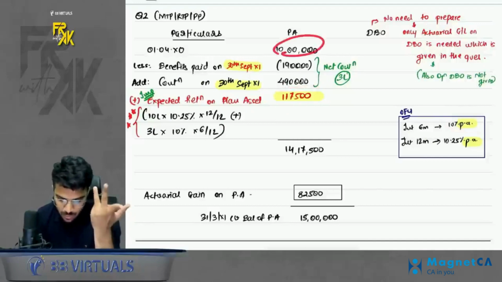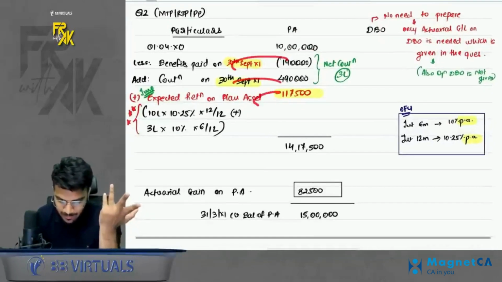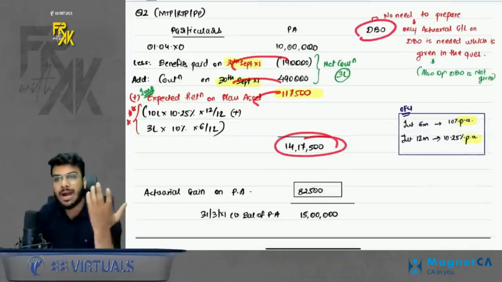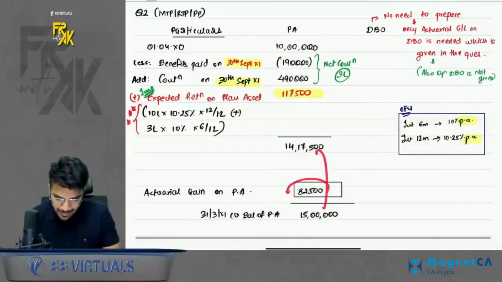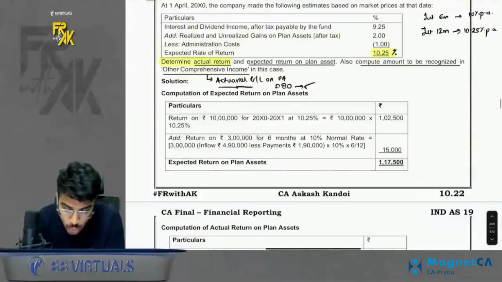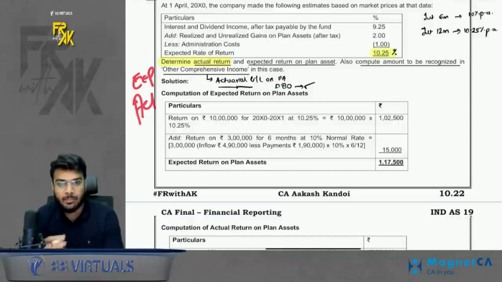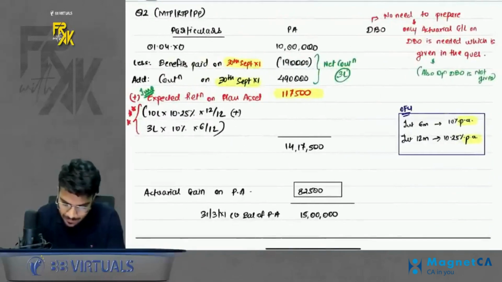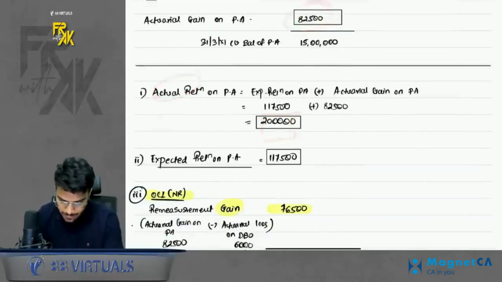Okay, so this was your opening balance, less the benefits, add the contribution, add the expected return, you get the closing balance. DBO you can't do, also it is not required to be done. I'll tell you why. Okay, then you find the balancing figure as actual gain on plan asset. Now what is asked here? They have asked first actual return. Oh my god, they have asked actual return. What is actual return? Expected return plus actuarial gain on plan asset, right? So my expected return on plan asset and actual gain on plan asset is my actual return. Got this?